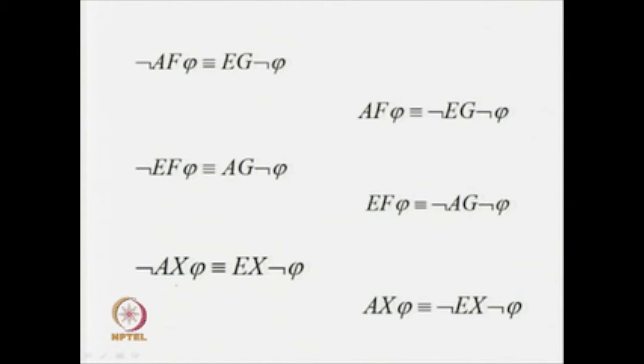And the third one is related to the next operator. So, not of A X phi is equivalent to E X not of phi. If you take the negation on both sides, A X phi will be equivalent to not of E X not of phi. So, basically you see that A and F can be replaced by E and G, or E and F can be replaced by A and G. So, A will be replaced by E and F will be replaced by G. So, these are the things that we have seen till now.